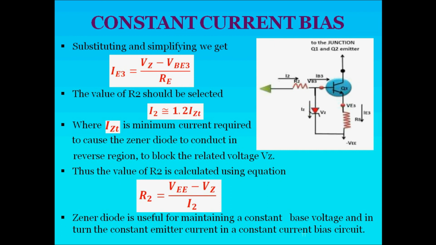The Zener diode is useful for maintaining a constant base voltage and, in turn, a constant emitter current in a constant current bias circuit.